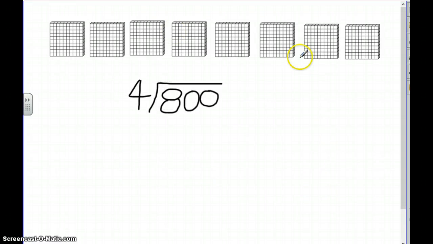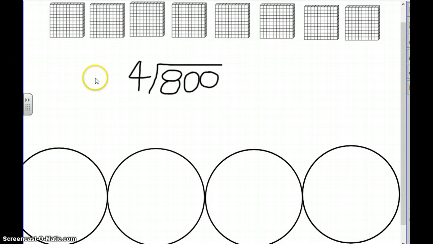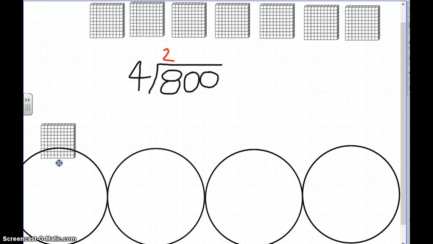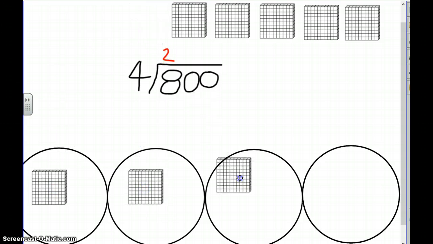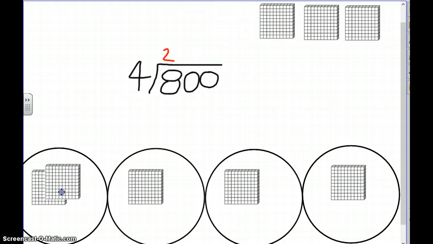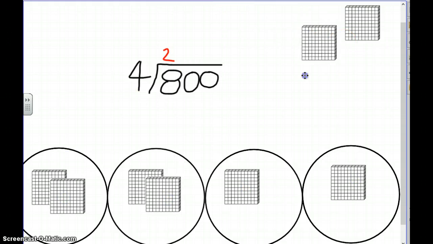Well, today we're going to be looking at numbers that have zeros, and that's a little bit more challenging, but we're going to use visuals to help us solve. So for this problem, we have 800 divided by 4. We have 8 hundreds blocks, and we're going to divide them into 4 equal groups. Our first step is to take the hundreds and divide by 4. So 8 divided by 4 is 2. I write my 2 up in the quotient, and I'm going to divide my 8 hundreds equally. So I should have 2 in each group.